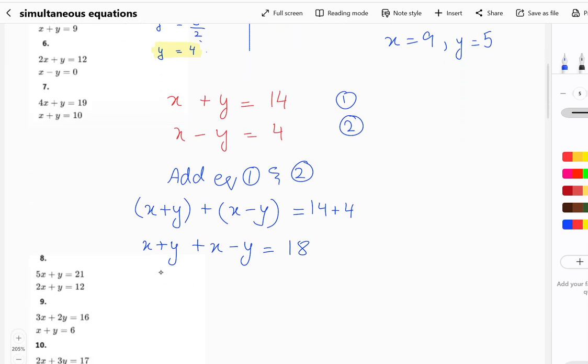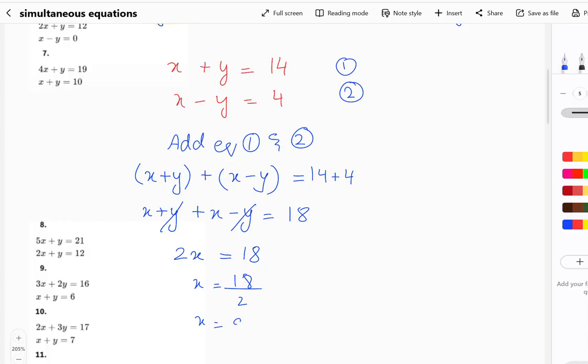Now, like term with like term. x plus x makes 2x. y minus y, I'm just going to cross it out because it leaves you with nothing. y and minus y just cancels out. And it leaves us with 2x equals 18. We are trying to find the value for x, so you're going to move 2 around. 18 divided by 2, x equals 9. Okay, the value for x is correct for you.